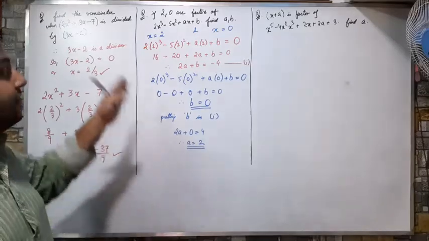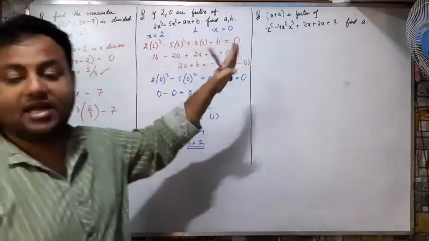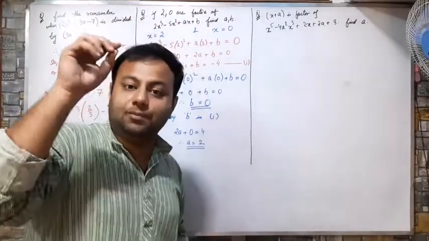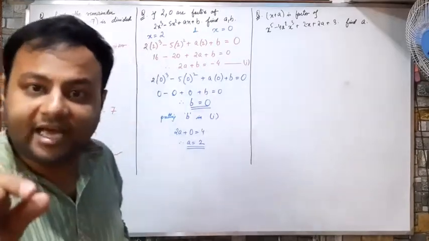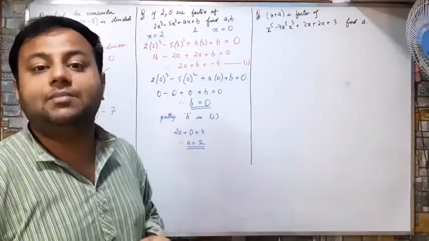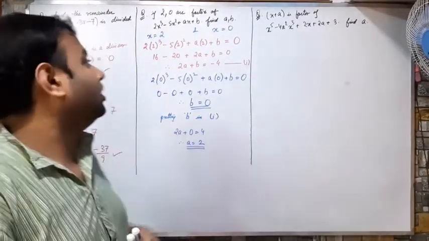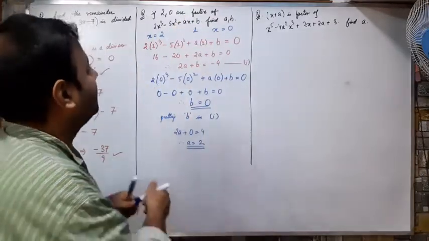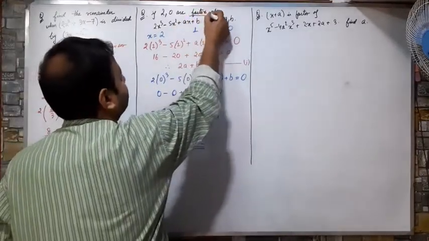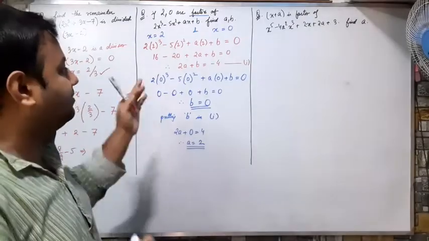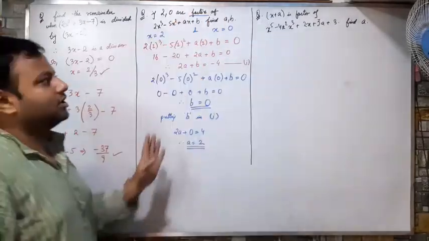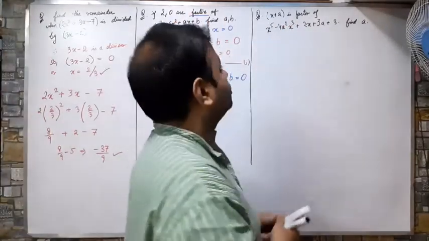So this is another. If it is given that it is a factor, it means that when you put the value of that given x in the polynomial, my remainder will come as 0. This is the meaning of this word factor. So I have a similar question here also. The last one, this is also a factor.